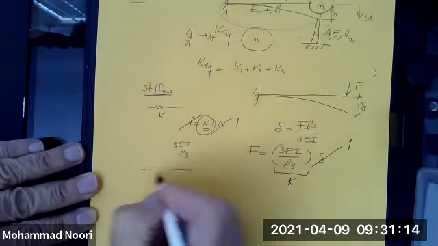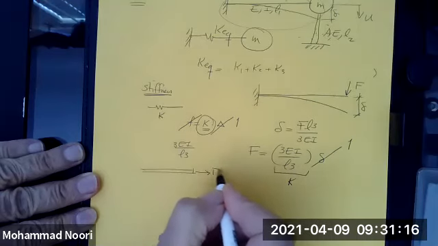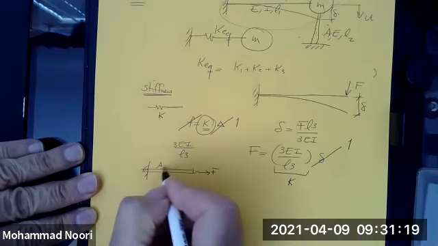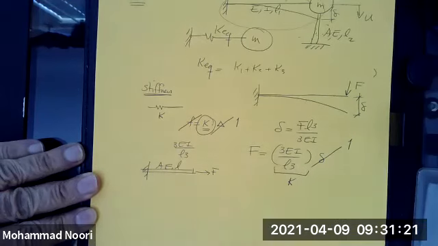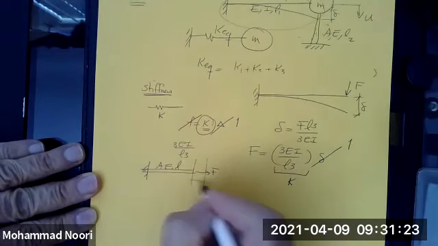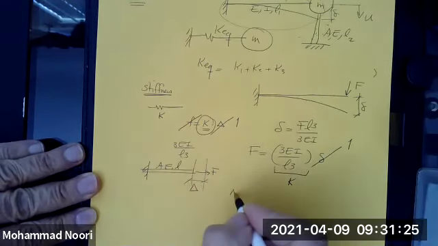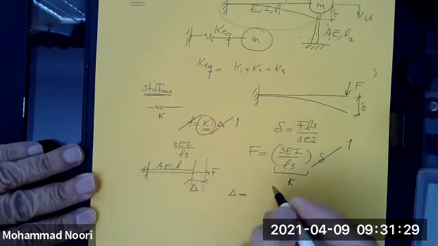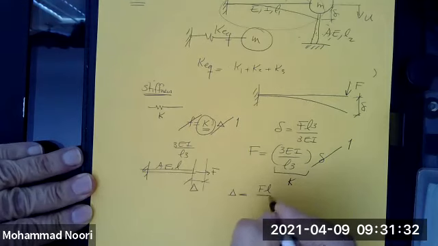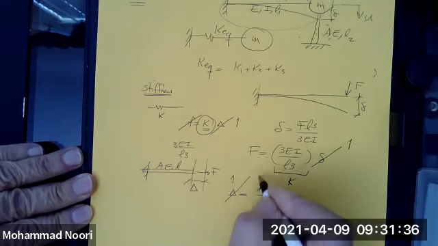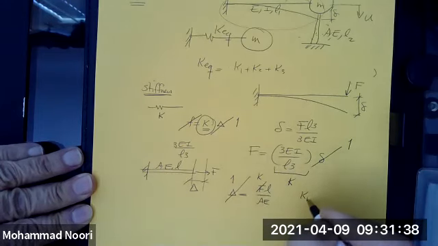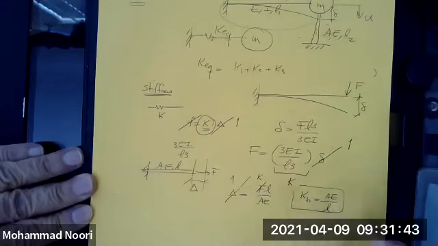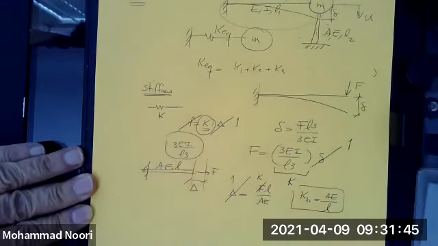How about for a bar with these properties? If this bar experiences a deformation delta, delta is what? You remember delta was, right? So if this is 1, this would be the stiffness. So the stiffness of a bar is AE over L. You should remember these from the strength of materials.